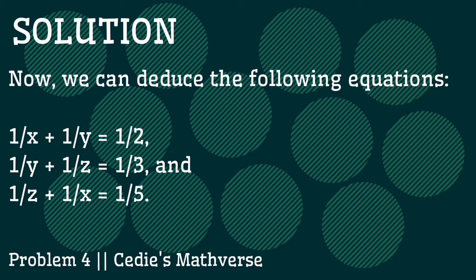The first equation is 1/2 equals the quantity 1 over x plus the quantity 1 over y. For the second equation, we obtain 1/3 equals the quantity 1 over y plus the quantity 1 over z. For the third equation, we obtain 1/5 equals the quantity 1 over z plus 1 over x.